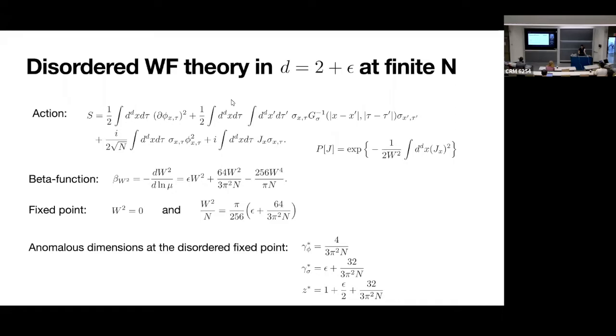From this action, we can compute the disorder averaged correlation function and then do the renormalization. I will not go into detail about it. So finally, we get the beta function for the disorder strength, W squared. It has this form. Besides this clean fixed point, there is another fixed point at finite disorder strength. This is a non-trivial disorder fixed point. We can compute anomalous dimensions of the phi field, sigma field, and also the dynamic exponent at this fixed point.